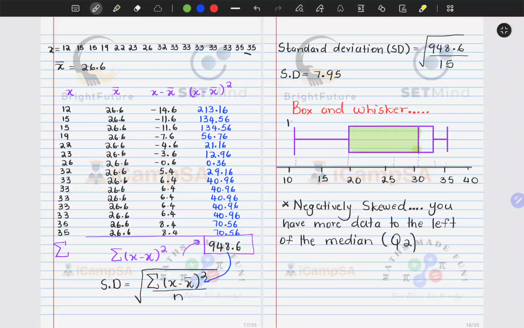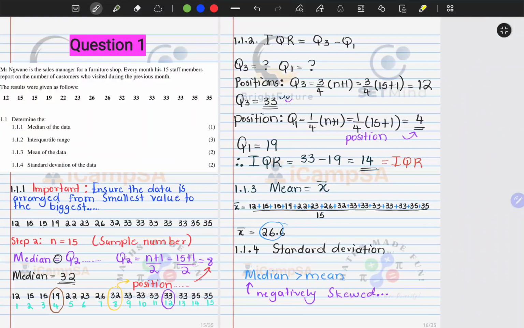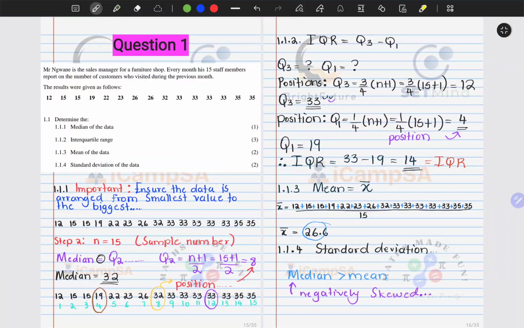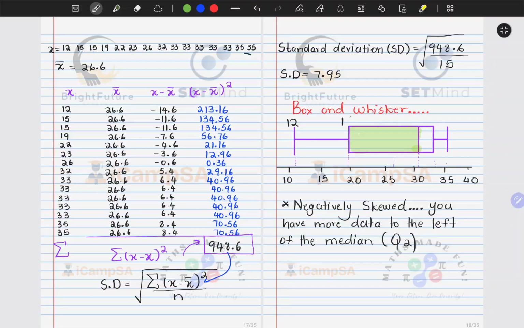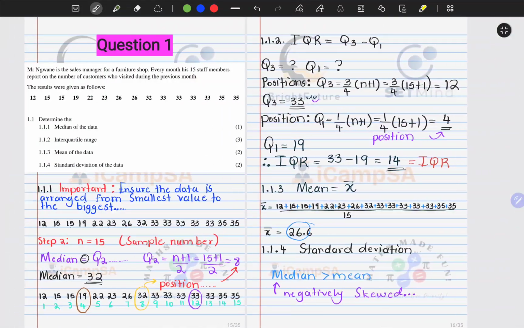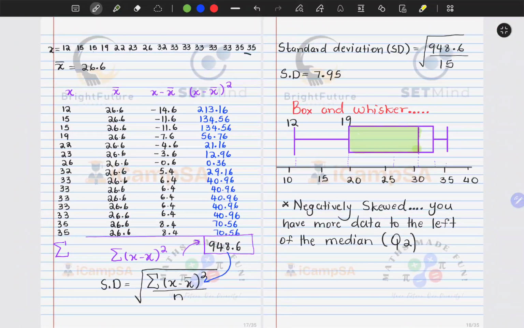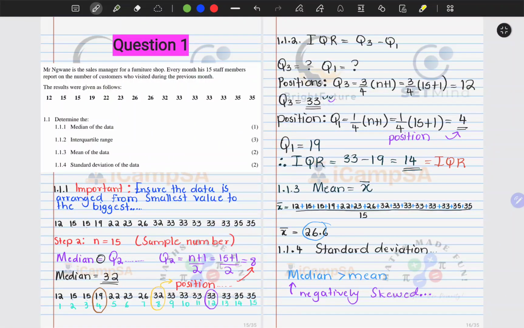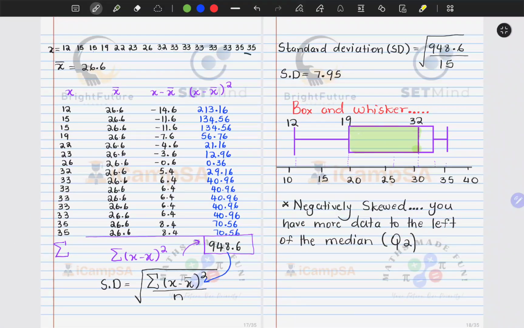So let's quickly note this will be 12, and our Q1, we found that to be 19. So we have a 19 here. And then for our median, we have 32. Then your Q3, that is 33. And then your maximum, that's 35.